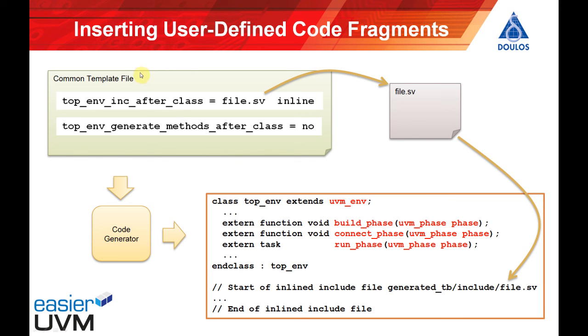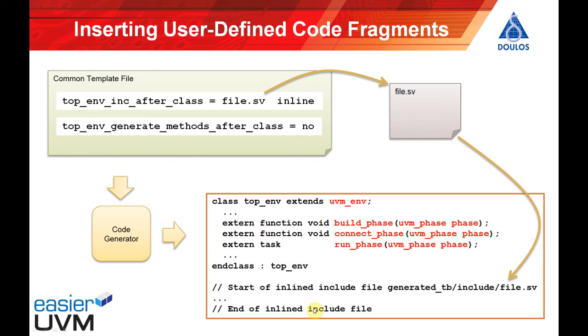So here we have an example within the common template file, and the setting in question is top_env_inc_after_class. In other words, we're sucking in a user-defined code fragment from the file file.sv within the include directory on the input side, and we're having that code included within the automatically generated code on the output side.